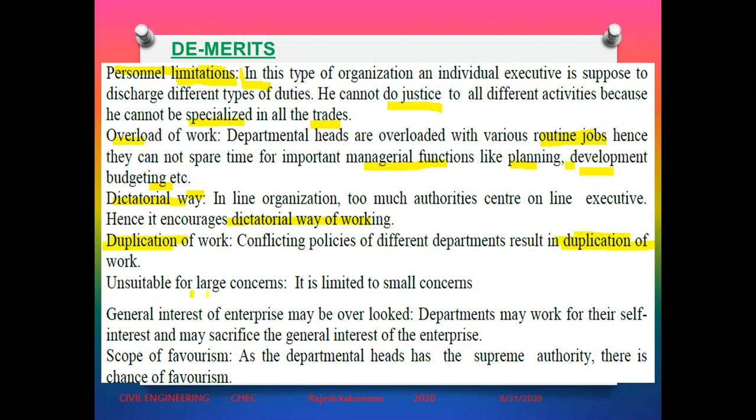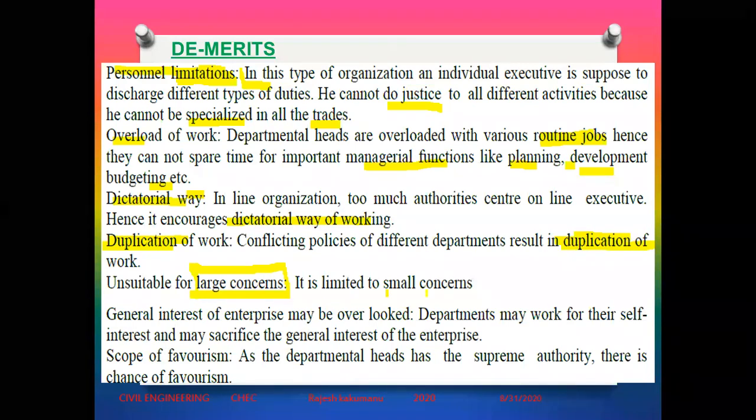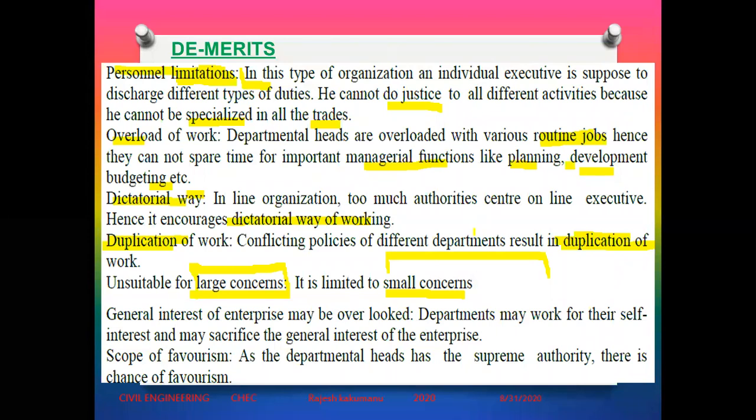Next, unsuitable for larger concerns. This type of organization is very problematic in any large scale industries. So it is limited to small concerns. For example, if you take the police department or military department, it is very large, but the organization structure is very small. There is a chart, and according to that chart everyone has to work under their own superior. The organization is very big, but the chart of hierarchy is very small. So like this you have the problems in the line organization.